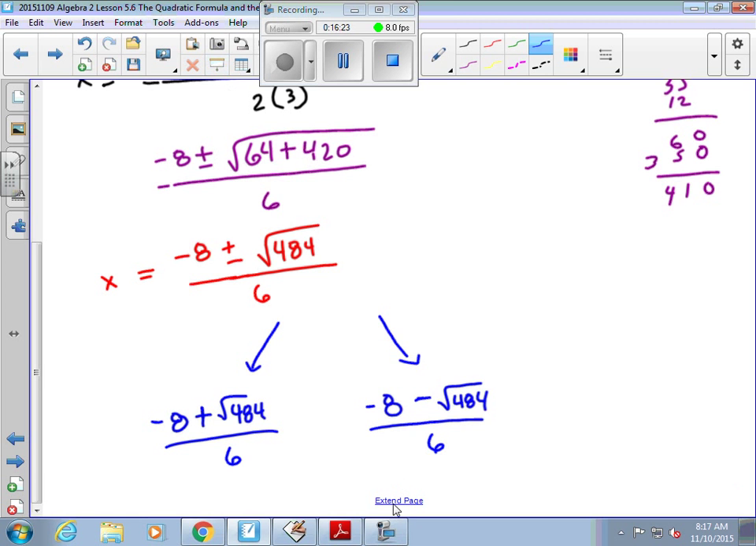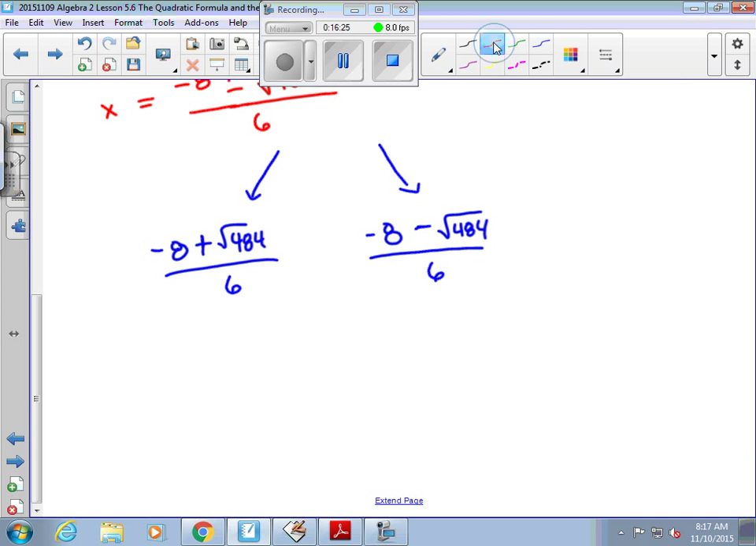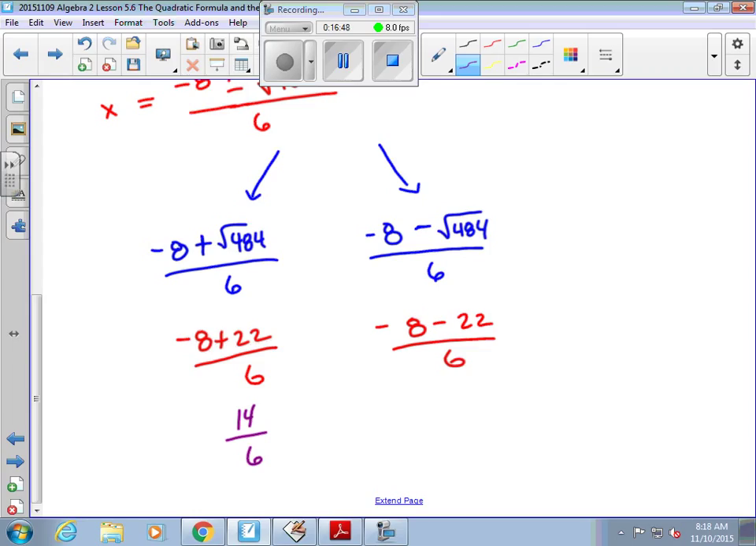So what that means is this right here is negative 8 plus 22. And again, it's not the square root of 22, it's just 22 over 6. And negative 8 minus 22 over 6. So negative 8 plus 22, that's opposite signs, so subtract those. 22 minus 8 is 14 over 6. The number 2 goes into both of those. It goes into the top one 7 times, and into the bottom 3 times. So 7 over 3 would be one of your solutions.